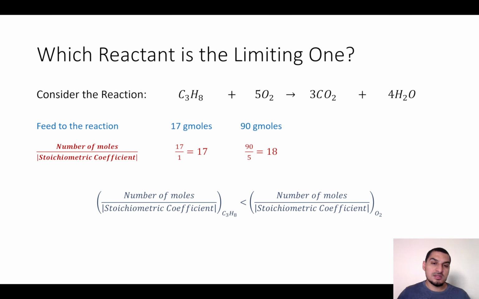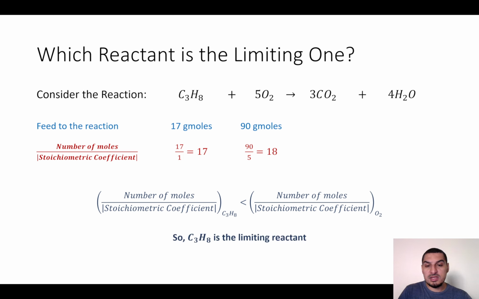And you might think, okay, so this is what we were saying from the beginning, that the one that is more is not limiting. But let's consider another case where this number is 80, not 90. So if it's 80, this number is 16, and now the oxygen is going to be the limiting, although 80 is much more than the 17. So it's not necessarily that the species with the more number of moles is the excess. It depends on the stoichiometric ratios as well.